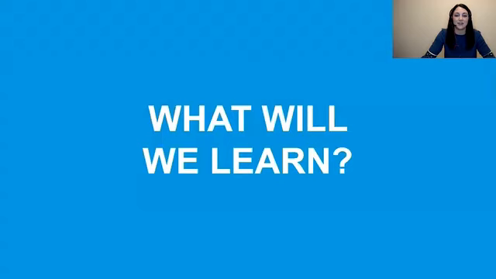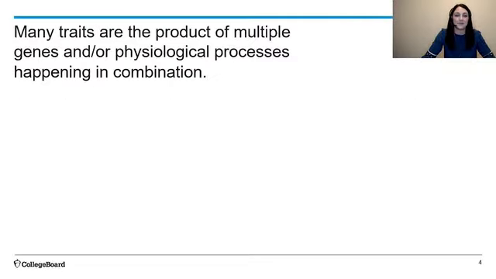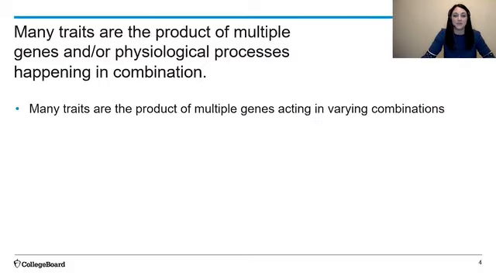So let's get started. What will we learn? We will learn how inheritance determined by multiple genes differs from Mendelian inheritance, and how non-nuclear inheritance differs from Mendelian inheritance. So there are many traits that are the product of multiple genes and/or physiological processes happening in combination.